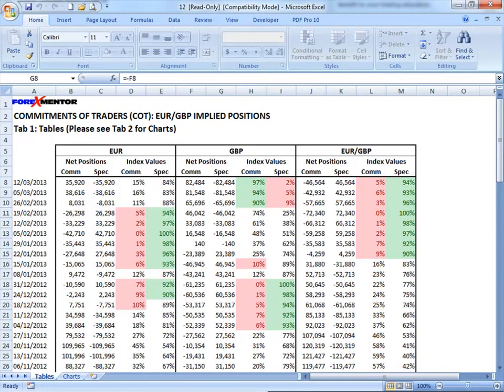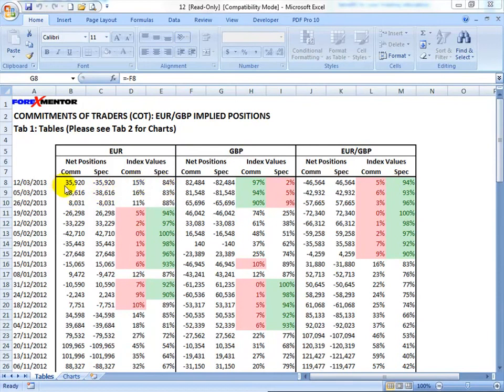So you can see the panel on the left pertains to the Euro. The panel in the middle pertains to pound sterling, and then we aggregate the two for an implied COT position for Euro Pound. And we're always paying closest attention to the index values for commercial traders. For spec traders, it's just basically the inversion of that.